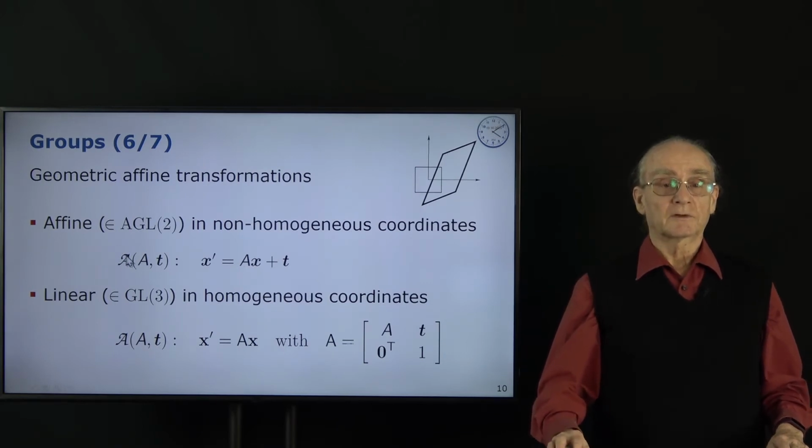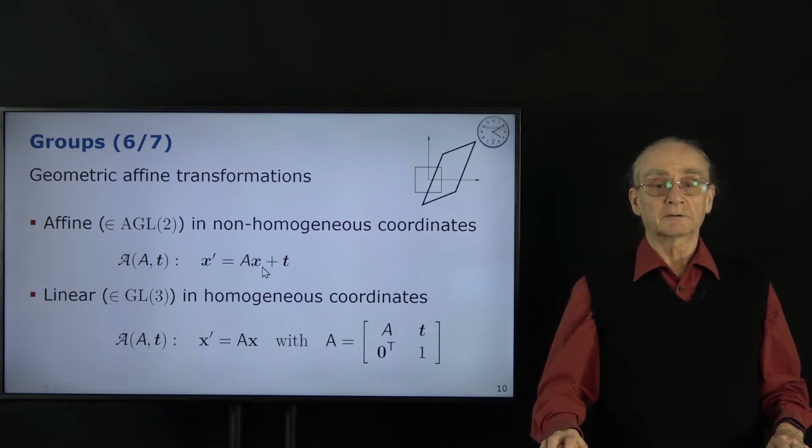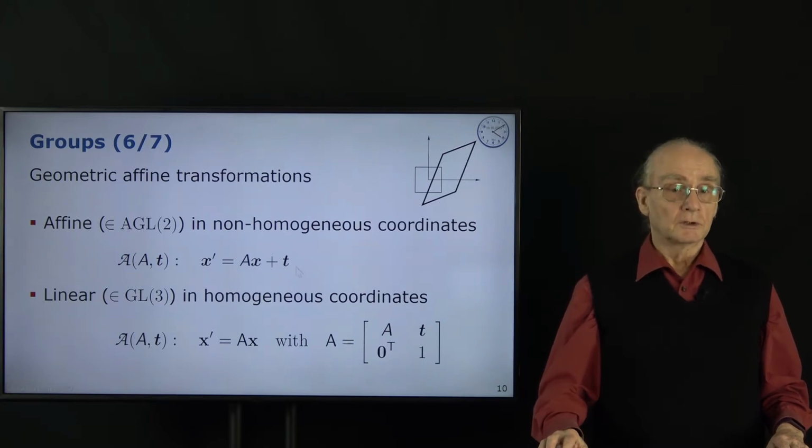We just saw that the affine group is the transformation of a vector multiplied with a matrix plus some additional vector. This is in non-homogeneous coordinates. So we have this situation that the square is mapped to a general parallelogram.